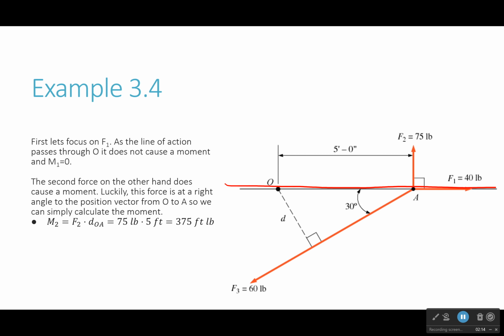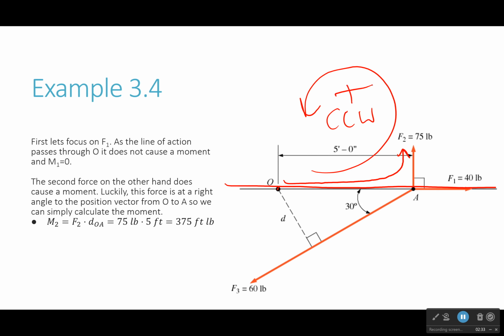Now is it a positive or a negative moment? Well, let's draw our vector, go right here, and then I turn with it. And what direction did I turn? Remember, you always start at the point, you draw towards the force, and then you follow the force. Well, I turned in a counterclockwise direction, and that's positive. So it's a positive moment.